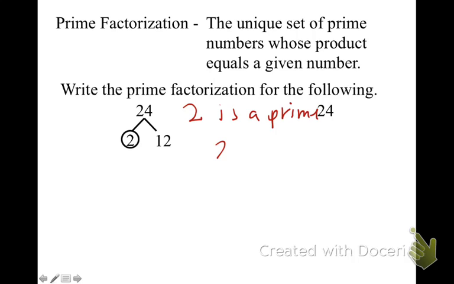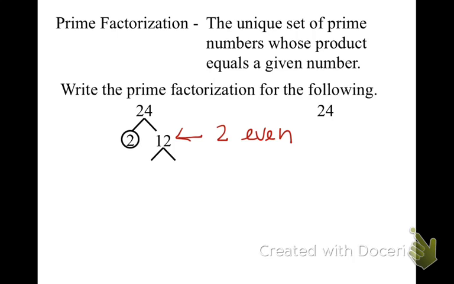How do I know that? Because 2 times 1 gives me 2. So that's why I'm circling. I'm looking for my prime number. So when you find your prime number, go ahead and circle it. Now my 2 is done. I need to look at my 12. What does it end with? It ends with a 2, which is an even number, and I know it's also going to be divisible by 2 as well. So let's divide 2 into it and see what happens.